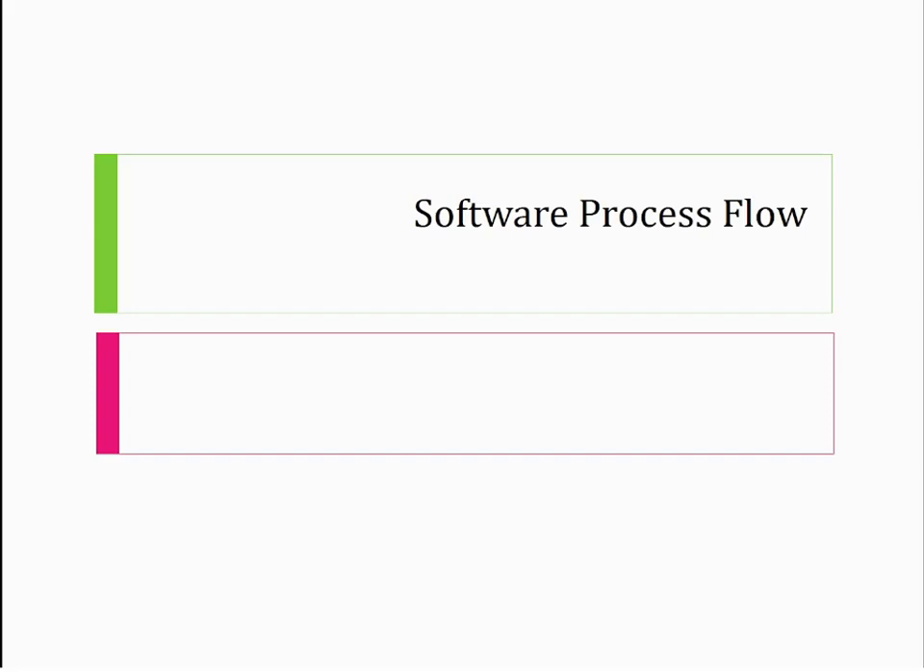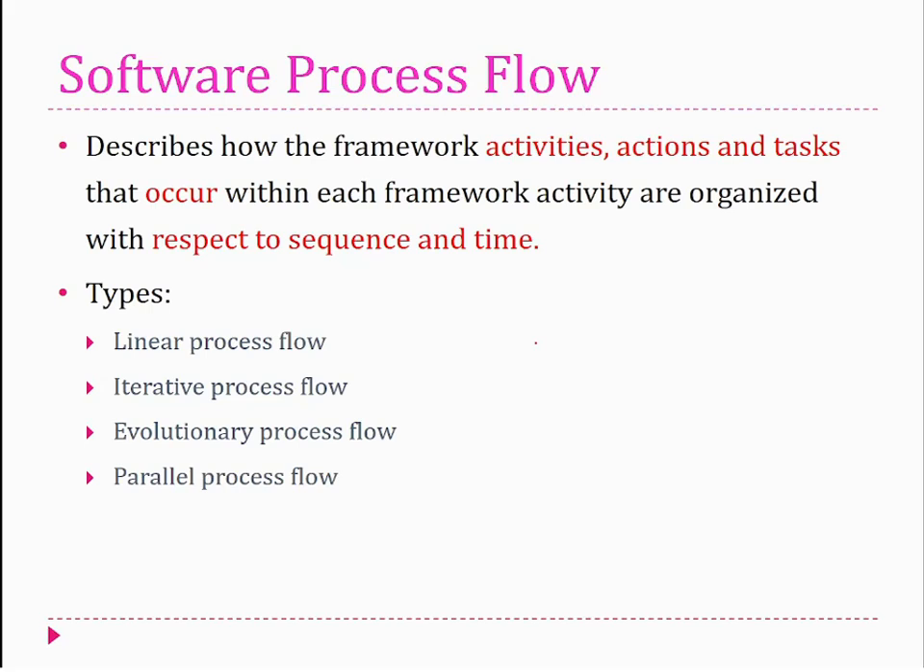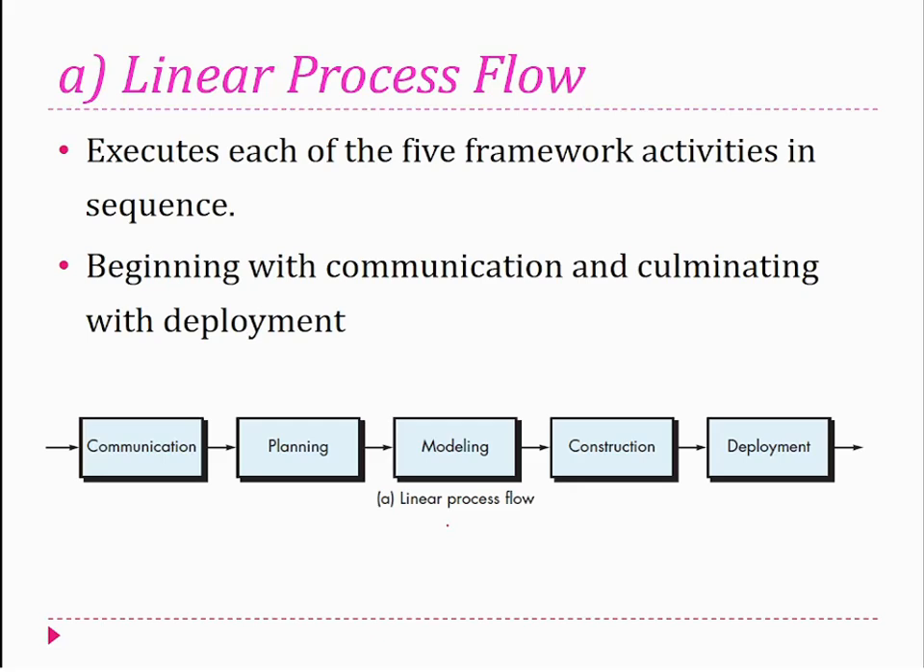Next, we move on to the software process flow. It describes how the framework activities, actions, and tasks that occur within each framework activity are organized with respect to the sequence of time. And this flow has some types. The first type is linear process flow, where each activity is completed one after another. This approach is suitable when project requirements are clear and stable.